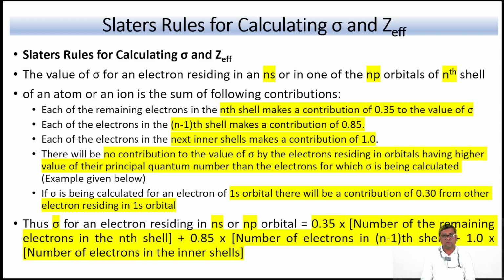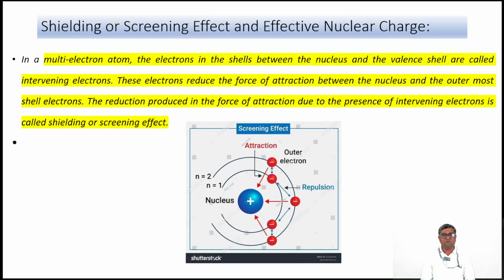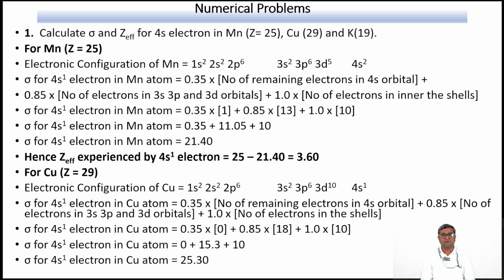So, we are discussing the example of manganese, and the electron for which we have to calculate sigma and Z effective is 4s. We already discussed the electronic configuration of manganese. Now, let us see the calculation. Sigma for the 4s electron in the manganese atom: we use the factor 0.35 into the number of remaining electrons in the 4s orbital, plus 0.85 into the number of electrons in the 3s, 3p and 3d orbitals, plus 1 into the number of electrons in the inner shell orbitals.